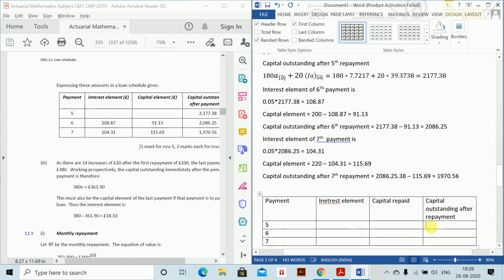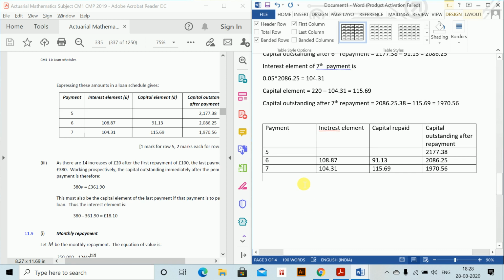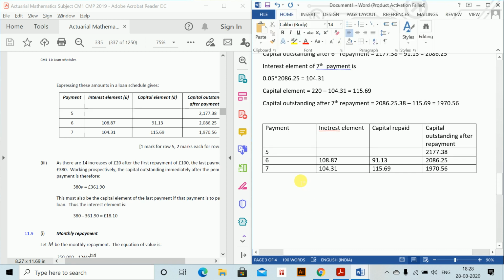For 5th we had got 2177.38. For this one we got 108.87, use tab, 91.13. Then we are left with 2086.25. Tab, 7th repayment we have 104.31, 115.69 and tab 1970.56. Okay, so this is how we do these values.